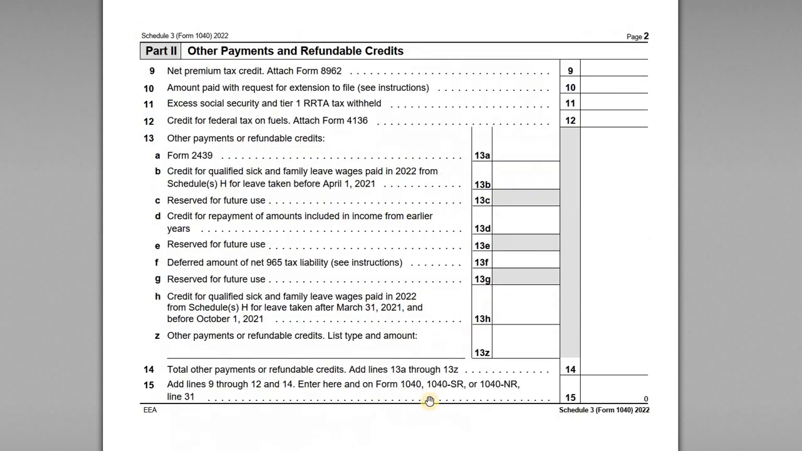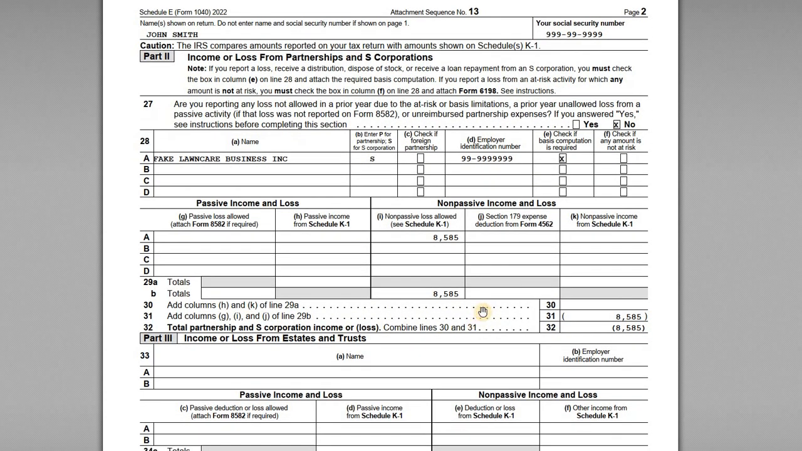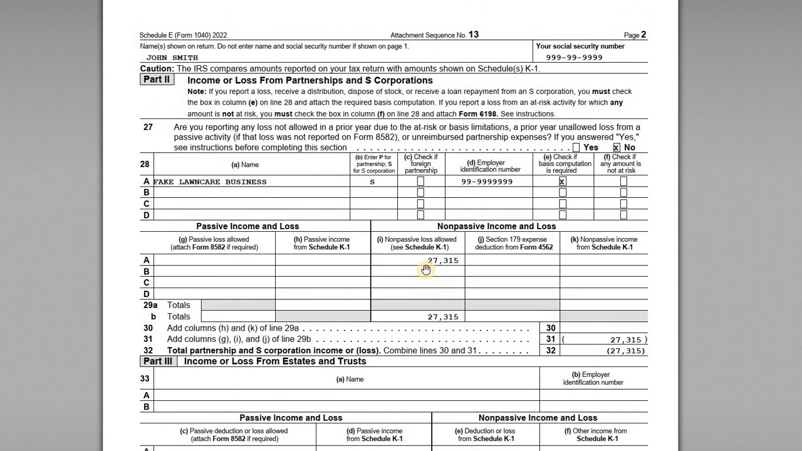But if I jump over to Schedule E, this is the Schedule E from the first video, you can see here the basis limitation, right? So he was only able to deduct $8,585 because he only had stock basis. But now, because he's got debt basis, he can not only deduct the amounts up to the stock basis, but he has enough debt basis to absorb all his losses. So now the amount of loss flowing through on Schedule E Part 2 is $27,315.